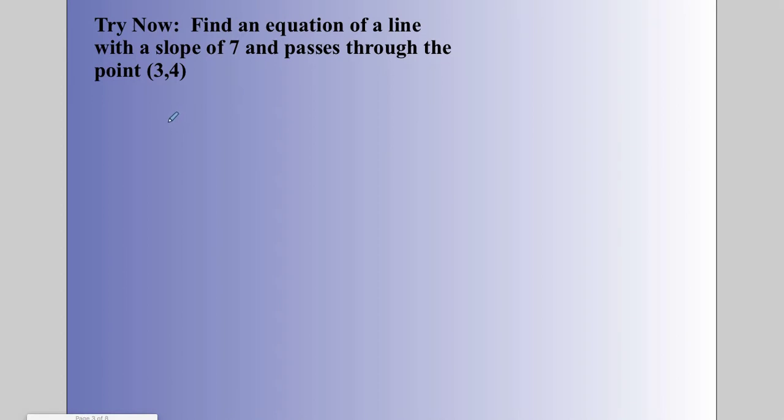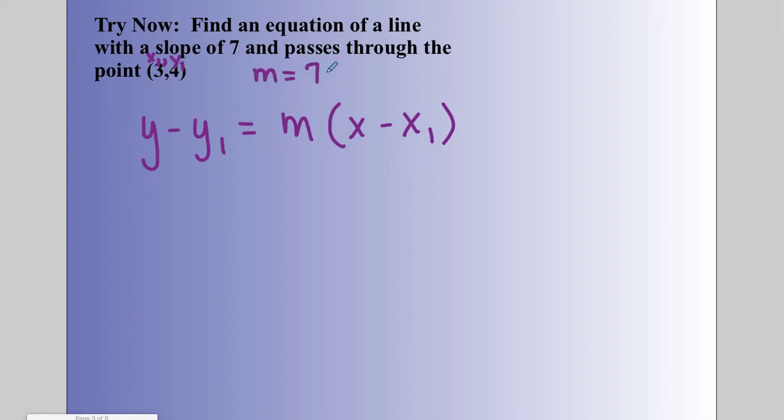So press pause. Okay, so you're back, and hopefully you first wrote your equation: y minus y1 equals m times x minus x1. You labeled your point x1, y1. You wrote down your slope of 7. And then you substituted those values into the formula. So y minus 4 equals 7(x minus 3). Perfect. Point-slope form. All right, let's move on.